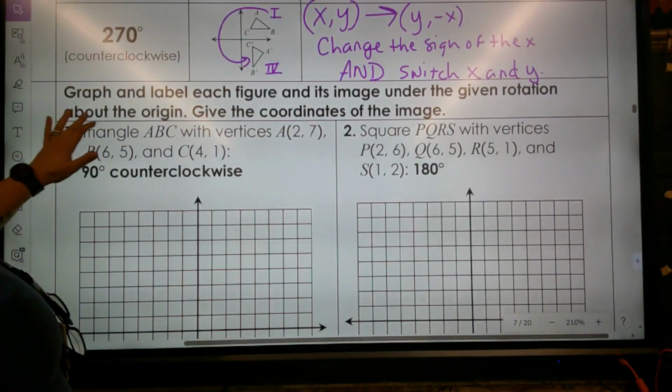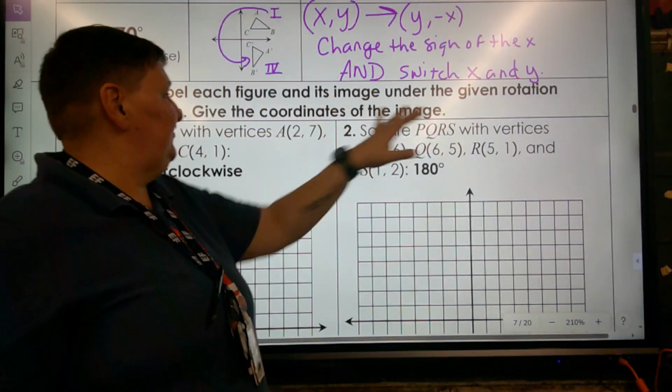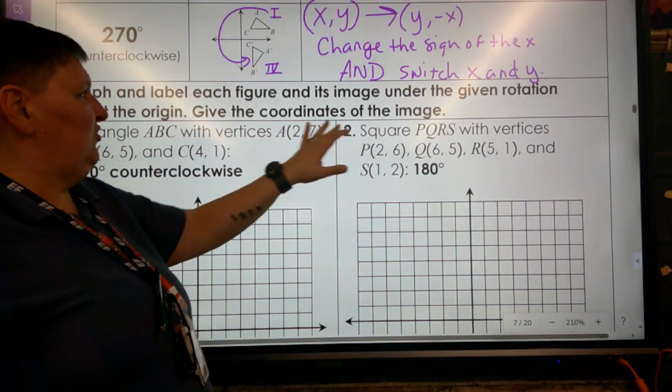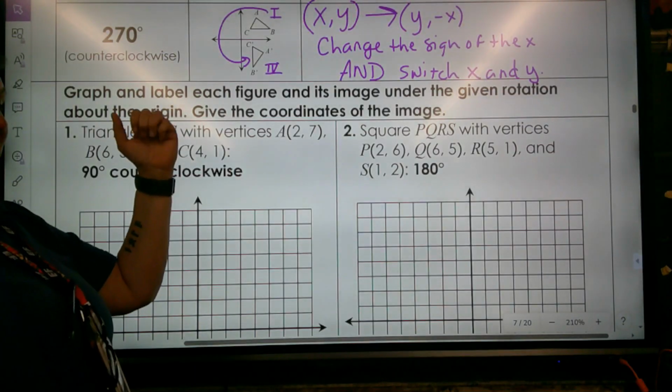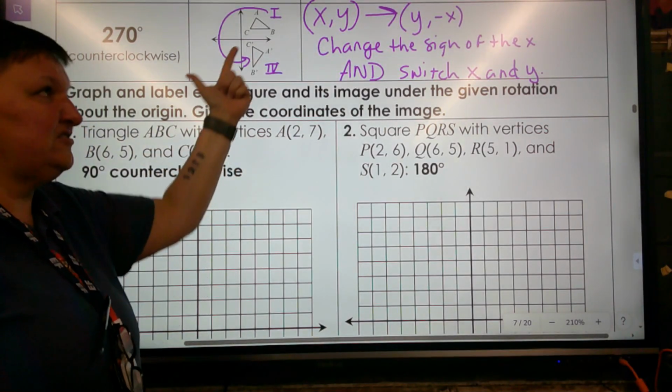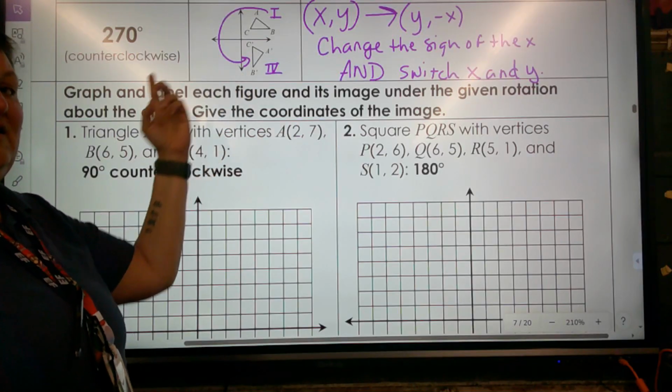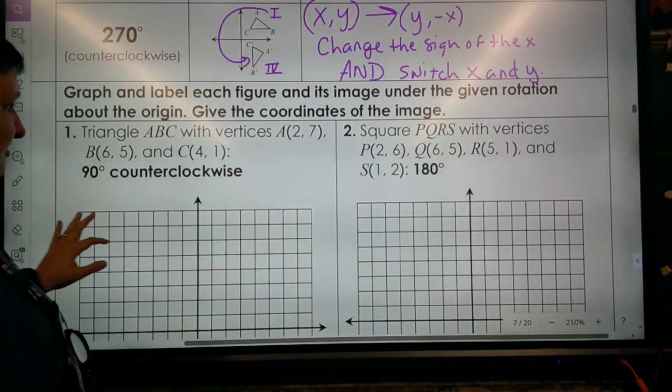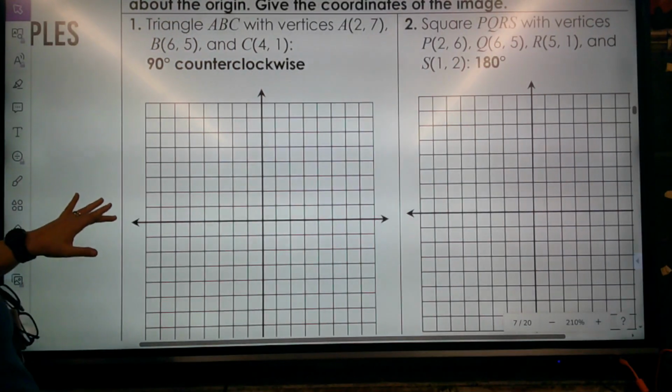Alright? Graph and label each figure and its image under the given rotation about the origin. Give the coordinates of the image. You need a pre-image. You need your new coordinates based on the rule. And you need your image. Right? So you need all of that for it to be right.